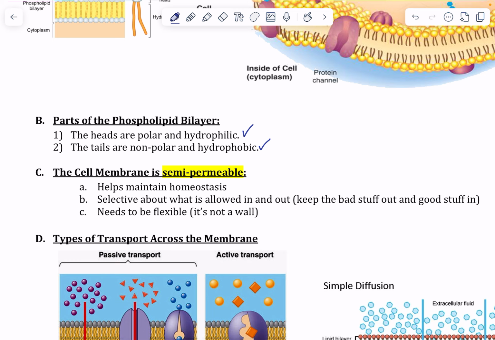The different parts I already went over here, and the cell membrane is described as semi-permeable. This means it is only allowing certain things in and out. It's very selective, so it keeps the bad stuff out and the good stuff in, for the most part. It needs to be flexible, so it's not a wall, and it helps maintain homeostasis.